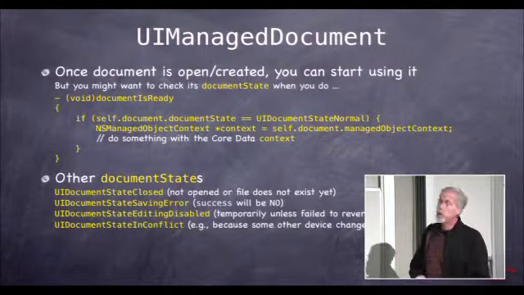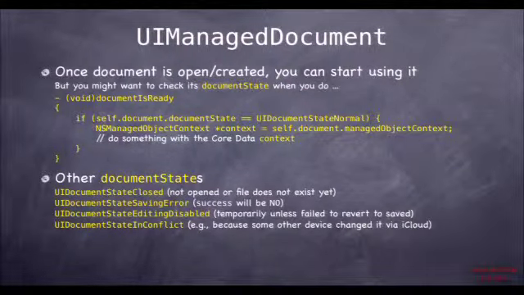What are some of the other document states besides normal? There's UIDocumentStateClosed. That's what the document starts out in. When you do alloc init with your file URL, it's going to start out closed. Now, it'll be closed even if it doesn't exist on disk yet. Okay? In other words, you haven't created it. So when you see a document in state closed, it means you need to either open it or create it.